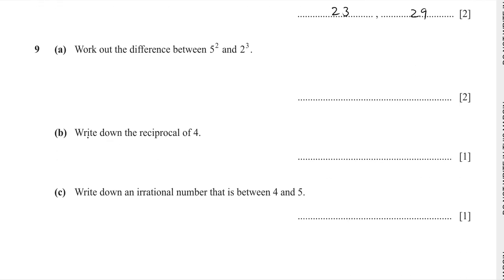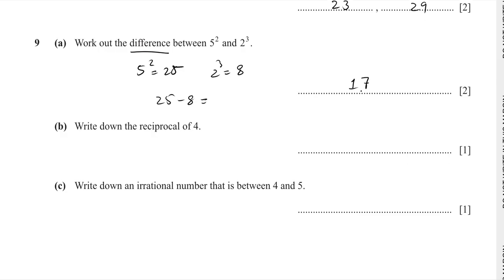Question number 9. Work out the difference between 5 squared and 2 cubed. 5 squared is equal to 25 and 2 cubed is equal to 8. Well, difference in mathematics means minus, subtraction. So we just take 25 minus 8, that's going to be equal to 17.